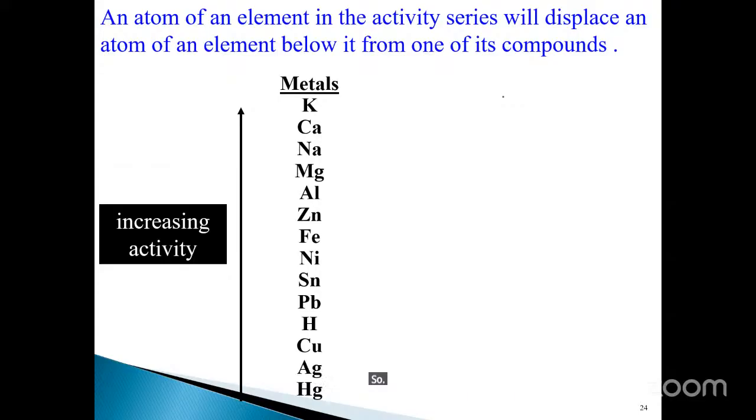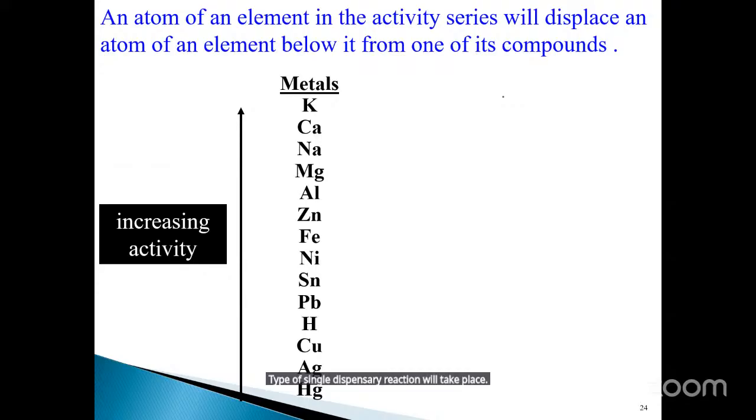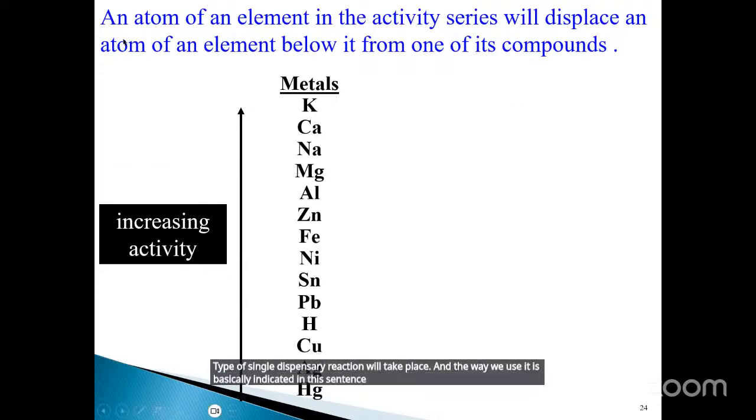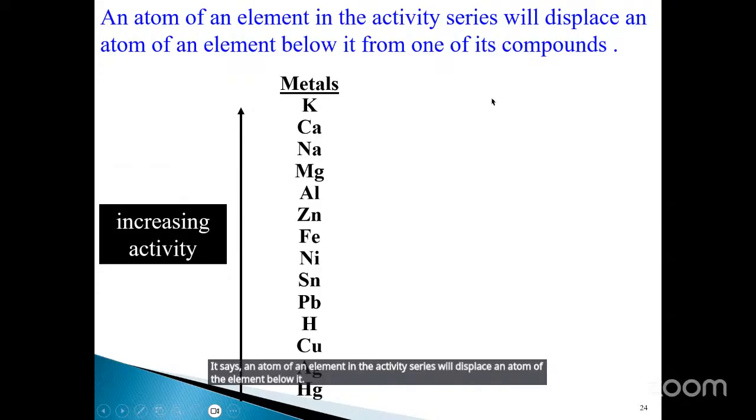The way they're ordered here is that the most reactive metal is at the top, and the reactivity decreases as you go down. So we can use this to make predictions as to whether or not a particular type of single displacement reaction will take place. It says an atom of an element in the activity series will displace an atom of an element below it from one of its compounds.